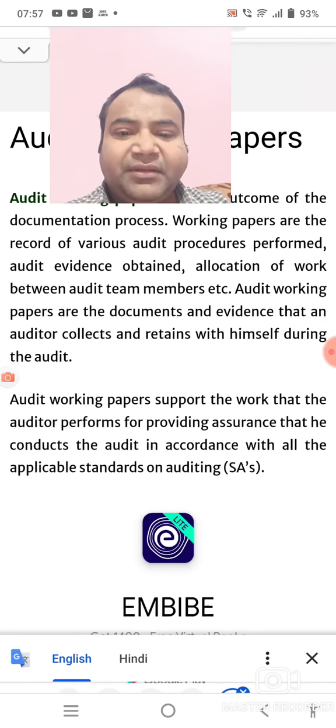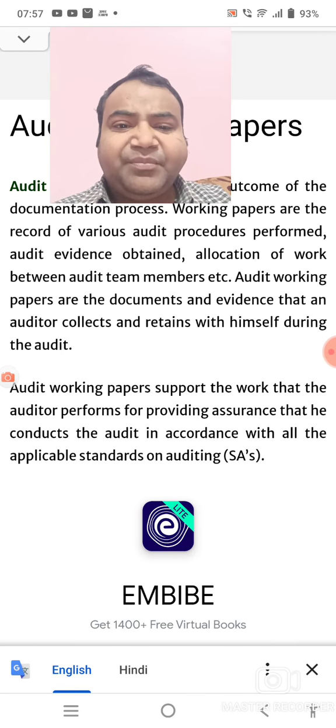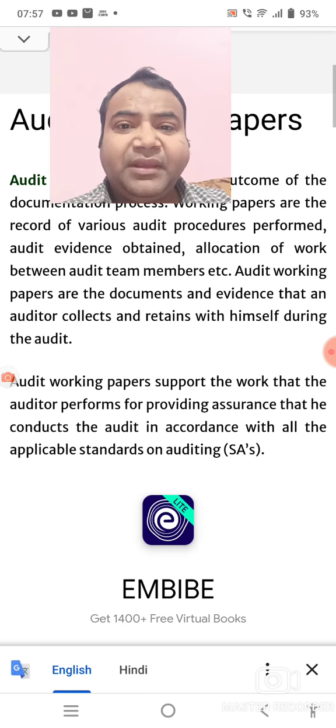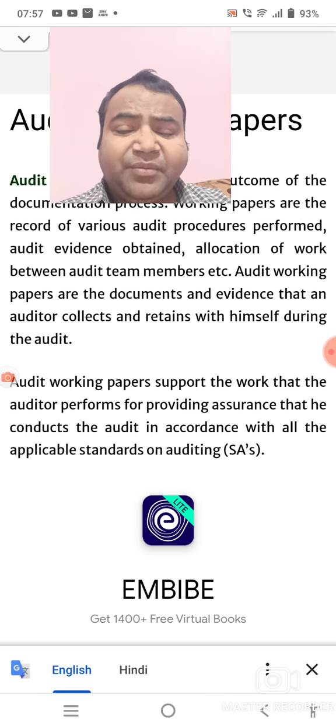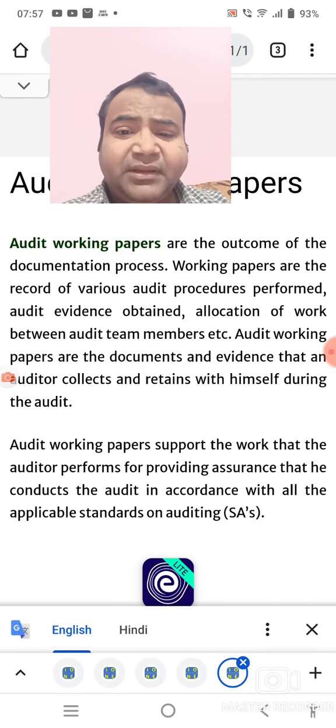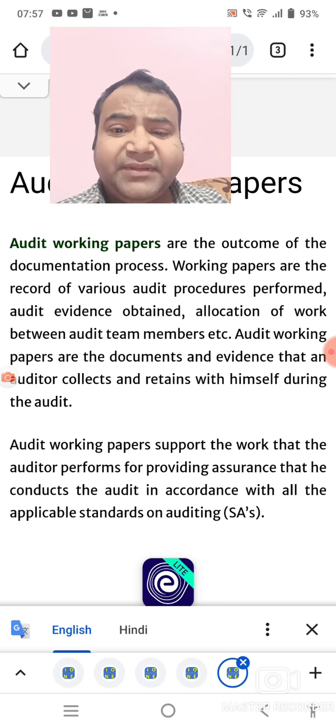So this working paper supports the work of the auditor in providing assurance that the audit is conducted in accordance with applicable standards on auditing. With the help of the working paper, the auditor makes sure that the work has been done in accordance with the applicable standards on auditing.